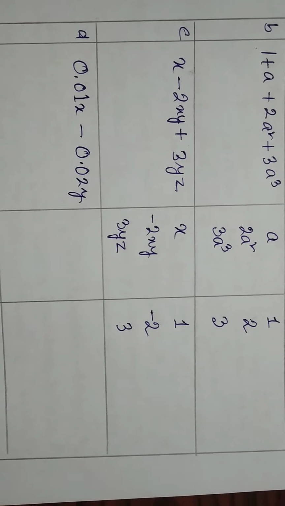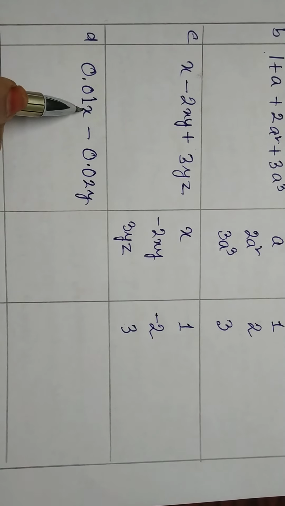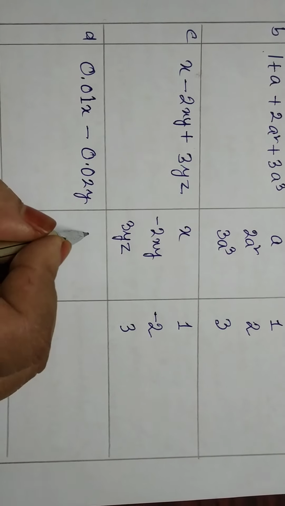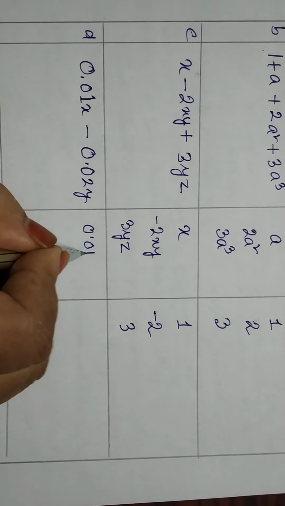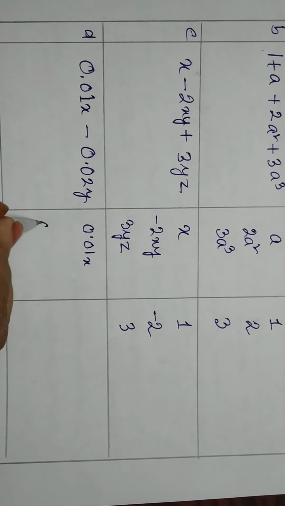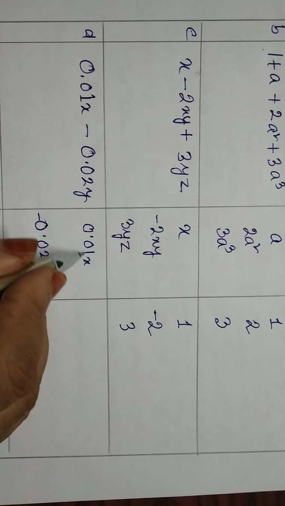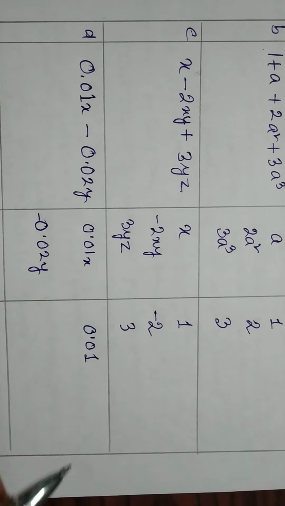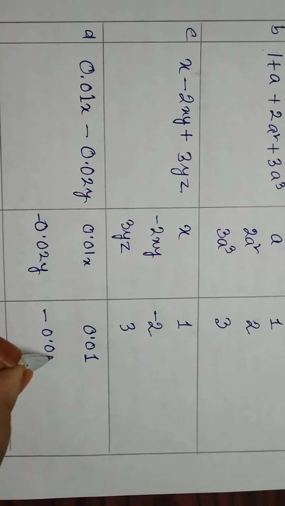Similarly, next, 0.01x minus 0.02y. That's it. Therefore, here two terms are 0.01x and the second term minus 0.02y. In this term, the numerical coefficient is 0.01. And in this term, minus 0.02.